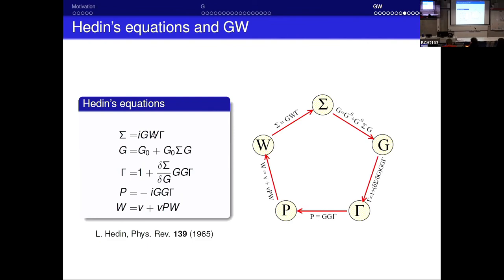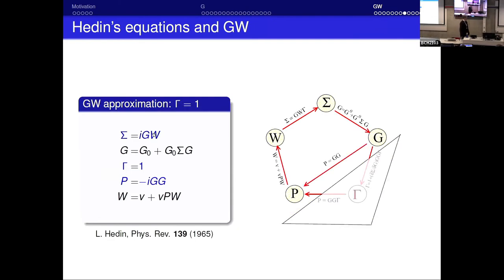In principle, and that's why you have this pentagon, we could iterate all these equations in a self-consistent manner, in the sense that you start from an approximation to the self-energy, even self-energy equal to zero. You set this approximation in this equation, you calculate G, from G you calculate the vertex, from the vertex you calculate P, from the polarization you calculate the screened Coulomb interaction, and then you iterate. In principle, you could solve these equations in this way, and if you do so, you may hope to get to the exact Green's function. In practice, in the GW approximation, we don't do so. We just stop at the first iteration, which means we just set the vertex equal to one and we get these four equations.